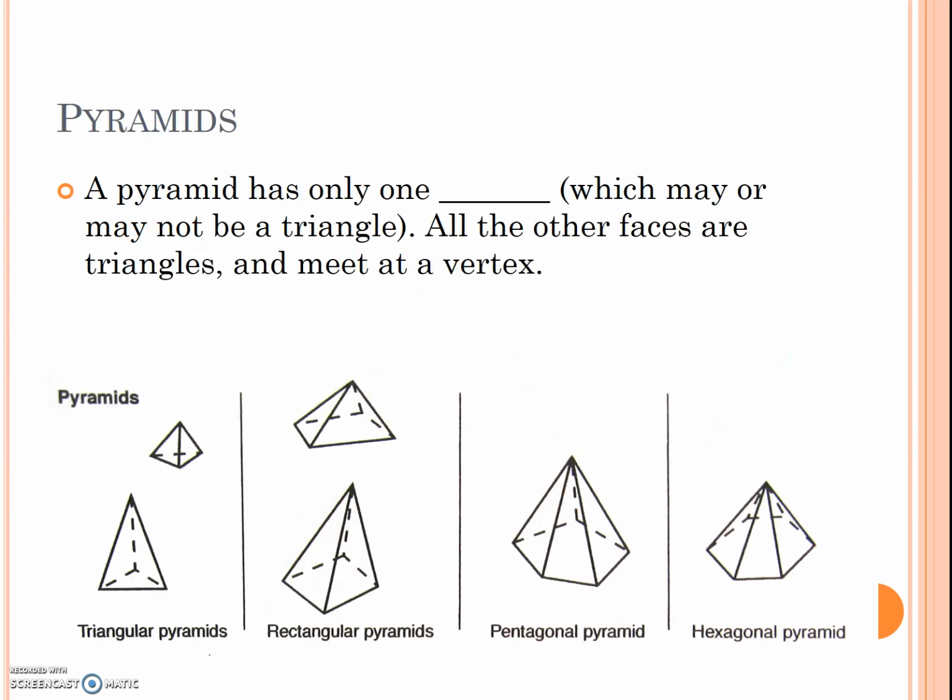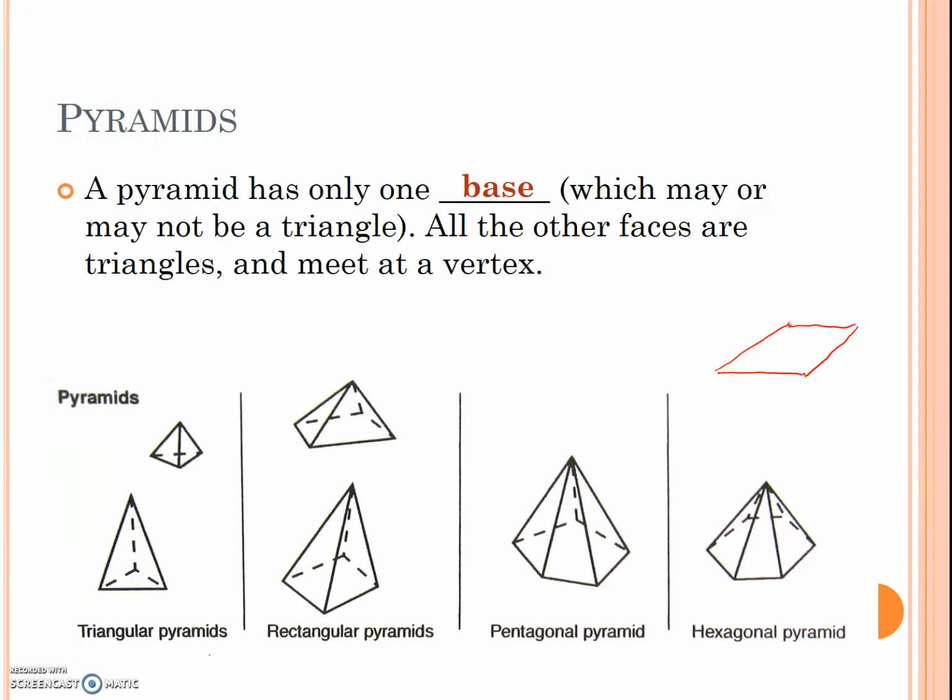Okay, now we're going to talk about pyramids and prisms. And it's really important that you memorize what the difference is. A pyramid has only one base, which may or may not be a triangle. All the other faces are triangles and meet at a vertex. So if you're thinking about pyramids in Egypt and how they come to a pointy top, that might be one way you can remember it. Here's the deal though. Pyramids, like our notes say, don't have to be triangles. So that is not going to be an attractive base. Let me fix that really quick.